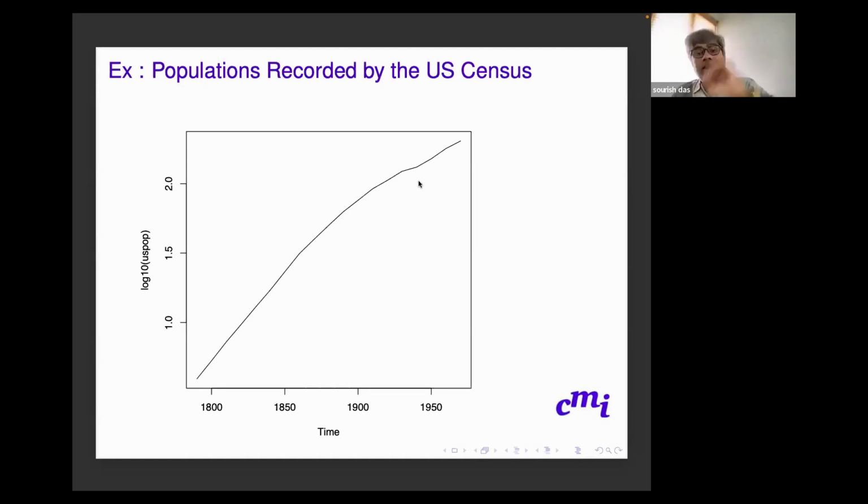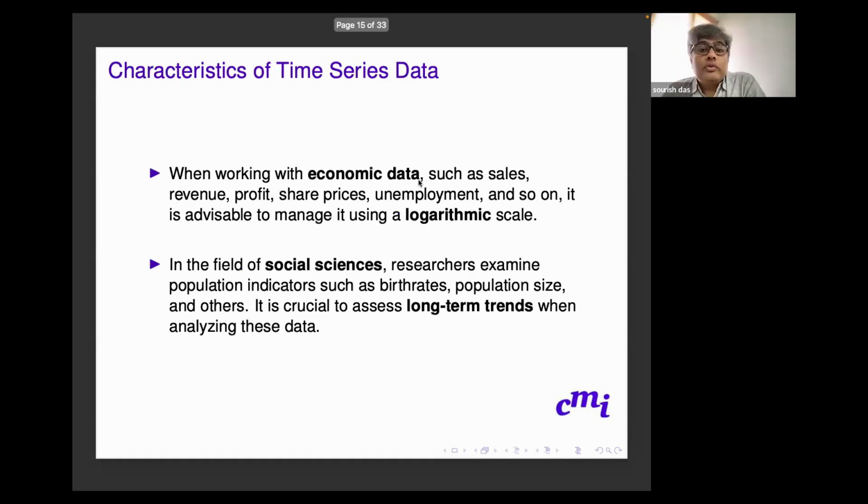Okay. So anyway, that's a completely different story, but with these kinds of time series data, you can say a lot more. But at this moment, let us move back to focus on the time series data. So when we are working with economic data, such as sales, revenue, profit, you should work with the logarithmic scale.